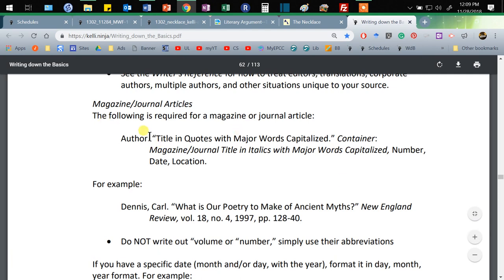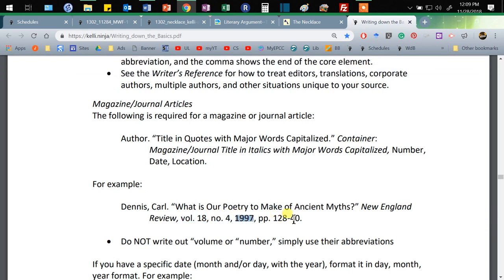So here we'd have Maupassant. We'd have the necklace. We'd have whatever the name of the magazine is. If there's a volume or number, date, location, we'd have that. The date, as much of the date as we have. And then we'd have pages, what pages it's on, and that period at the end. Okay.